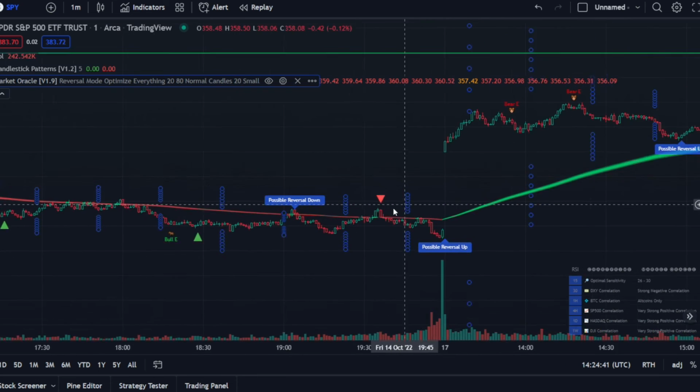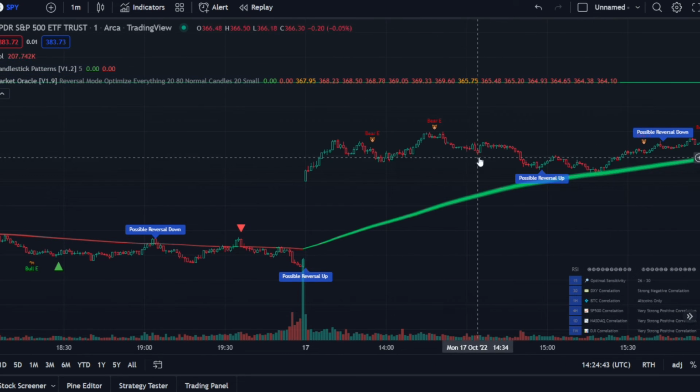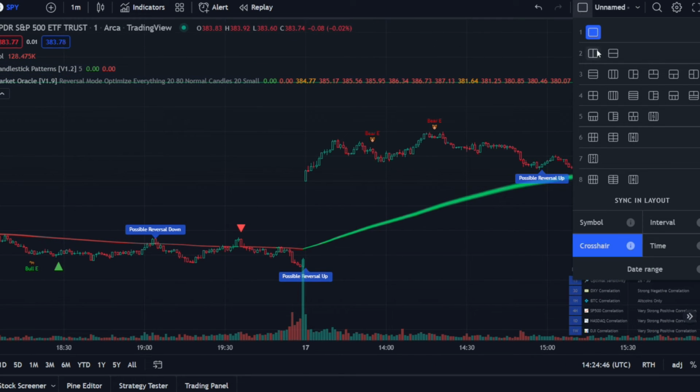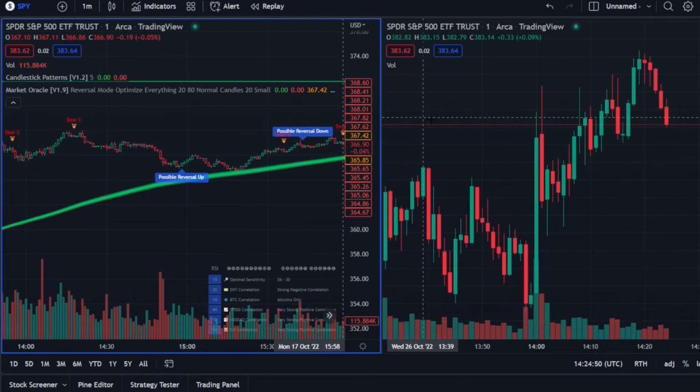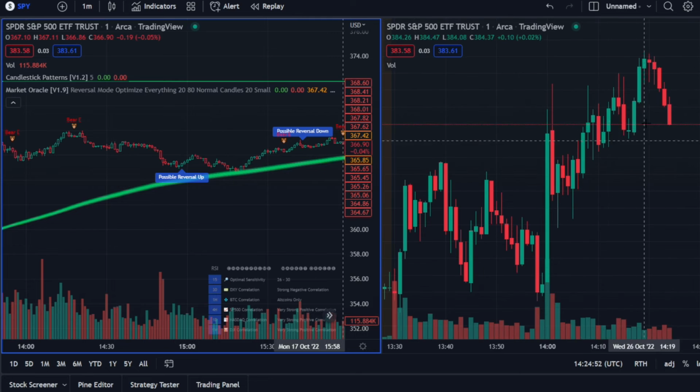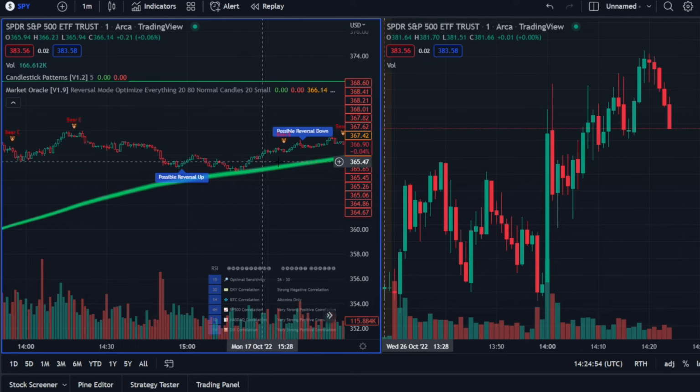What I like to do is I like to put this side by side. I like to put one clear chart up just like this, and then one normal chart up. So one chart has the identifiers attached to it and one chart doesn't. So I can kind of read the price action on the right side and then see where the potential momentum might be on the left side.